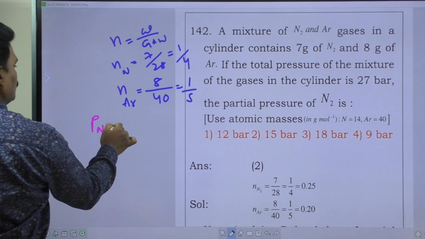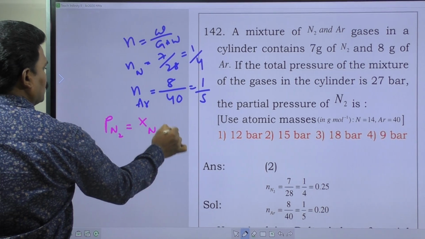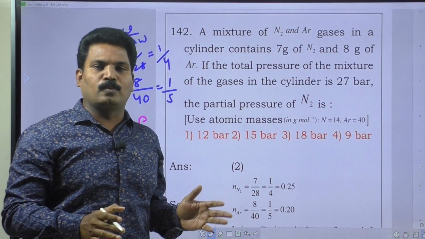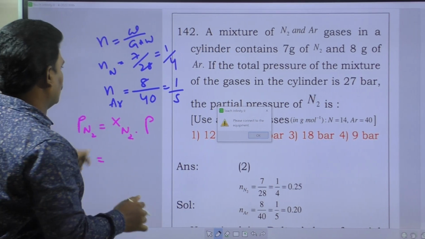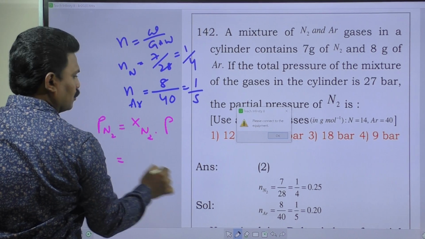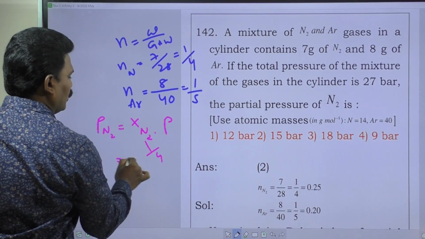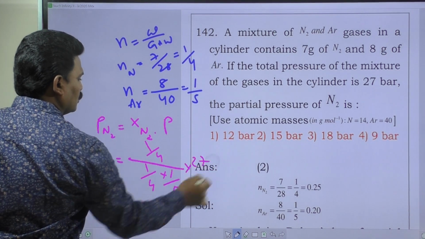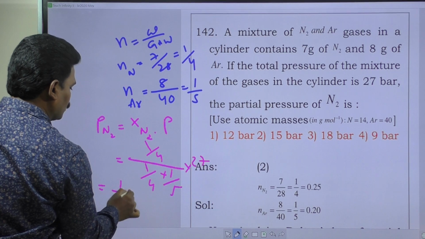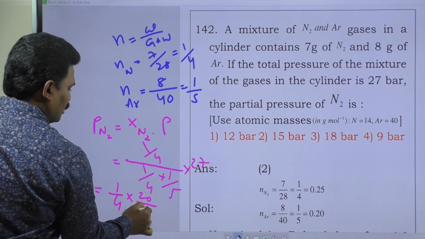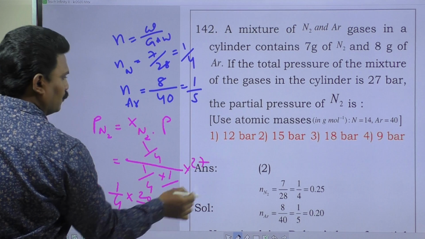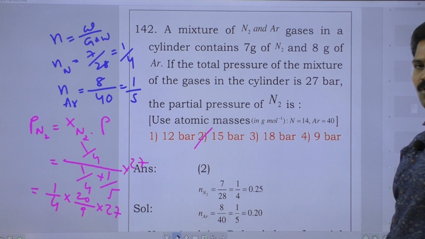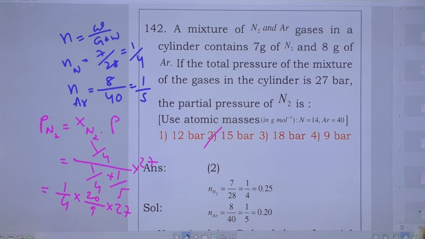Partial pressure of N2 is equal to mole fraction of N2 into total pressure. Here mole fraction of N2 means number of moles of N2 by total moles, into pressure. So number of moles of N2 is 1 by 4, upon 1 by 4 plus 1 by 5, into 27. Simplify that, equals 1 by 4 into 20 by 9 into 27. Simplifying, we get 15 bar. Answer is 15 bar. Partial pressure of N2 is equal to mole fraction of N2 into total pressure. Then go to question number 143.